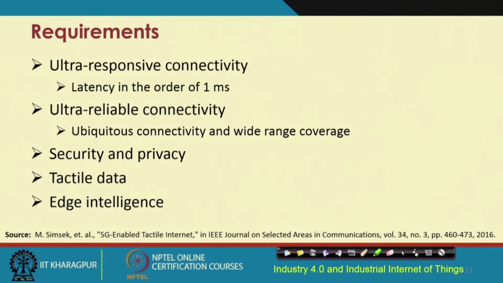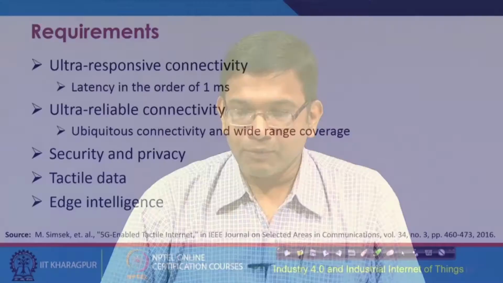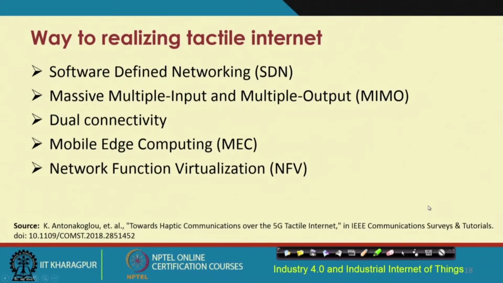So, in terms of fulfilling the requirements of ultra responsive connectivity: latency in the order of 1 millisecond, ultra reliable communication, ubiquitous connectivity, wide range of coverage, security, privacy, tactile data exchange, and edge intelligence. Edge intelligence means close to the source of the data, some of this processing is going to be done instead of sending everything to the back end servers for further processing. So, edge intelligence, close to the edge, that means the source of generation of the data, is going to be performed with the tactile internet.